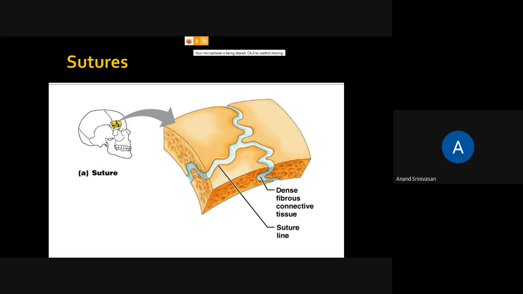Your questions can come like: the joints between the bones present in the skull belong to which type of joint? There will be many choices, and you need to look for the suture one.